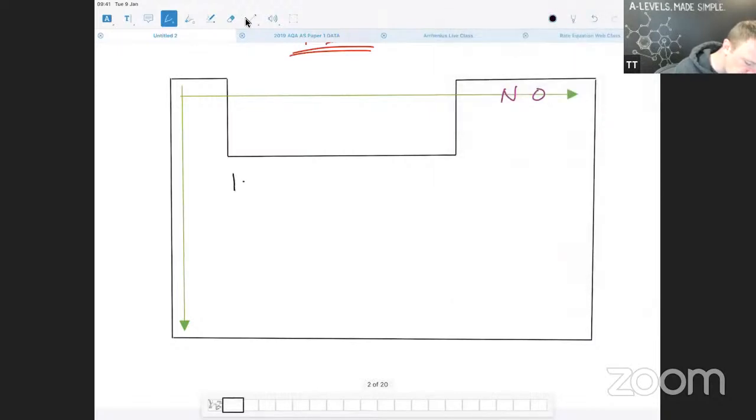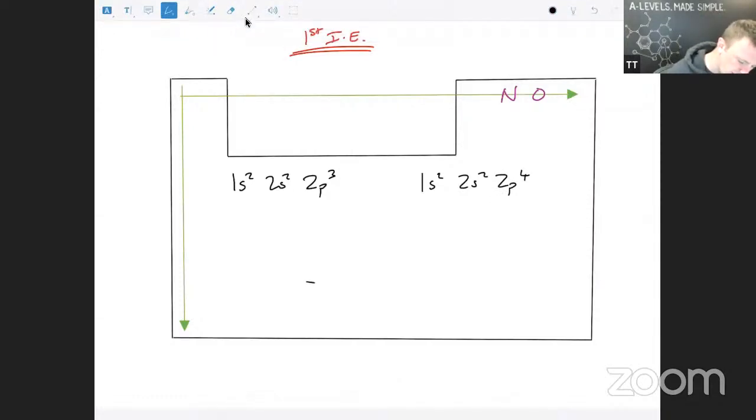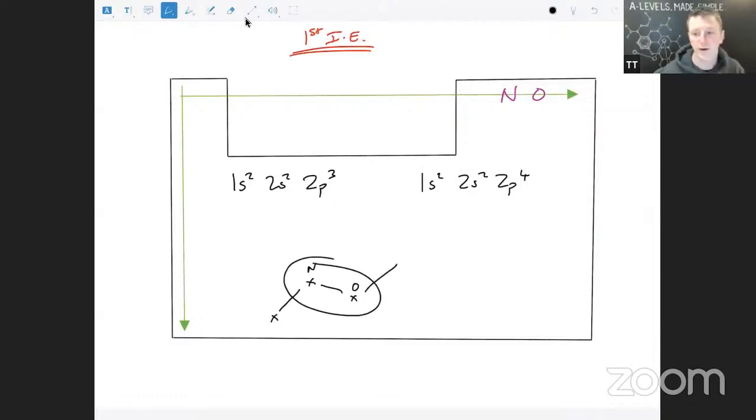So nitrogen is 1s2, 2s2, 2p3, and oxygen is 1s2, 2s2, 2p4. So again, we've got this change, okay? We go from nitrogen down to oxygen, and then that goes up again, okay? So we've got this exception going on, going across the period. Oh, absolutely, Zed, this is for everybody, absolutely everybody.